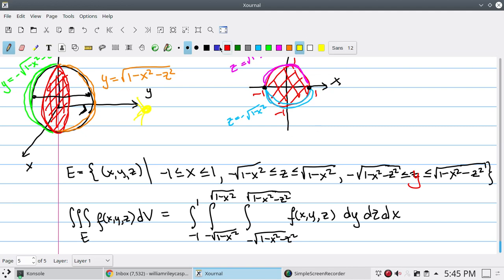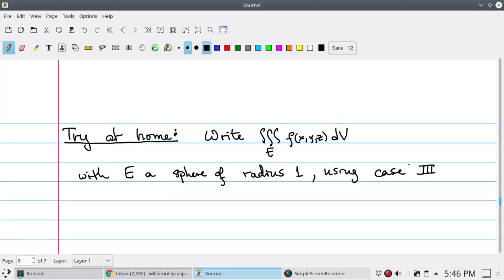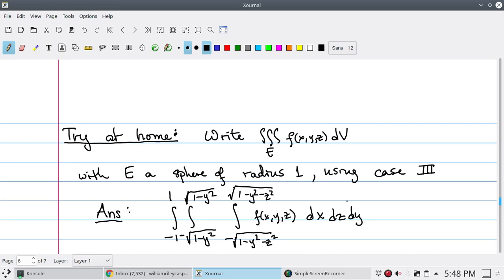Now, I'll leave it to you guys to try at home. Try to set up that integral over the sphere using case 3. So your goal to try at home right now is to write this triple integral over E of f of x, y, z dV with E that sphere of radius 1 using that case 3 situation. And go ahead and pause your video right now as you try to do that. But the answer that you should get is the following iterated integral expression.